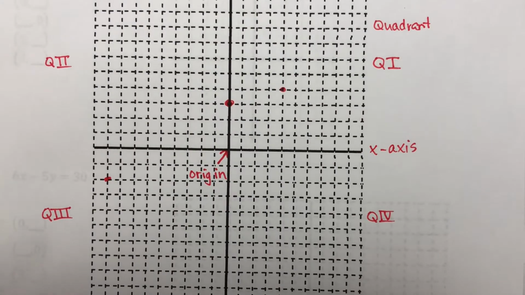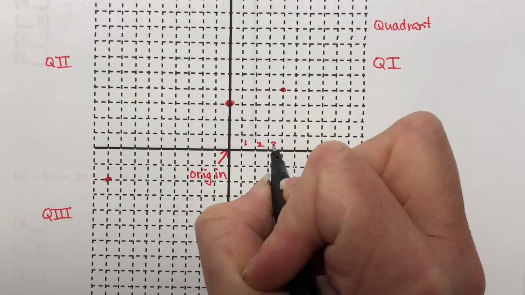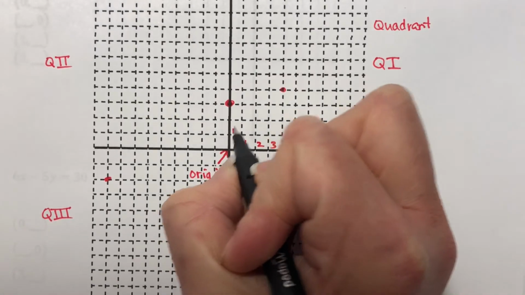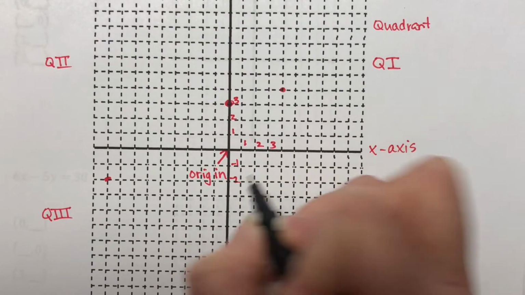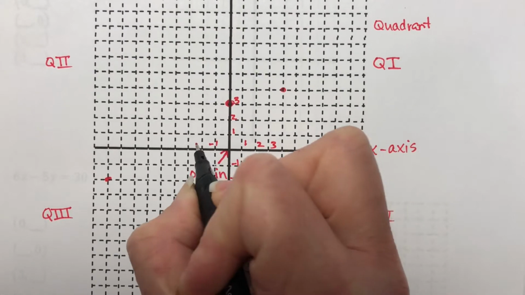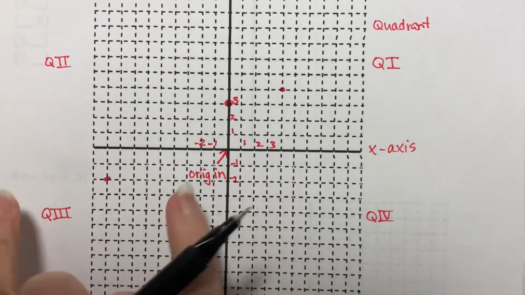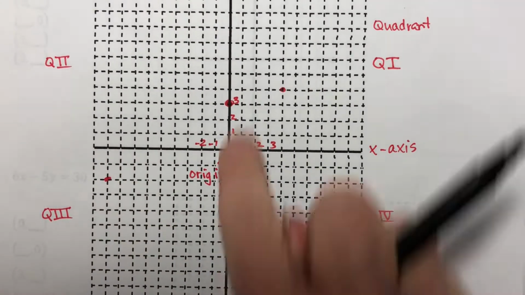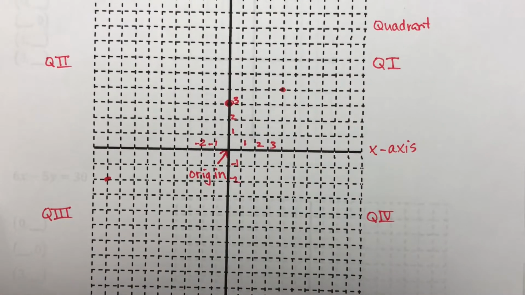Now, these numbers go 1, 2, 3 this direction, 1, 2, 3 this direction, and then negatives down and negatives left, just like on a number line. Number line on the x-axis, exactly the same way we've done it. And this is logical. You want your positive numbers up, your negative numbers down.